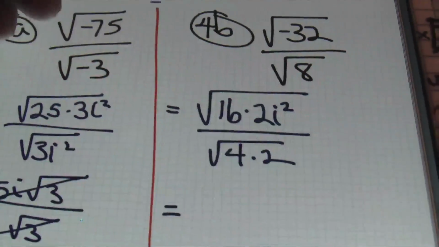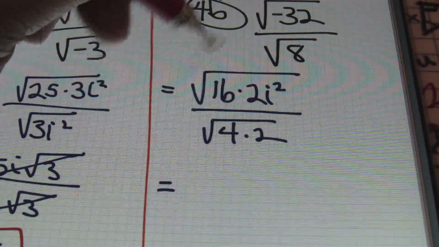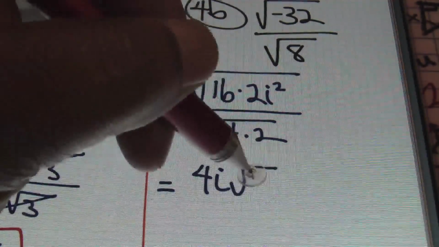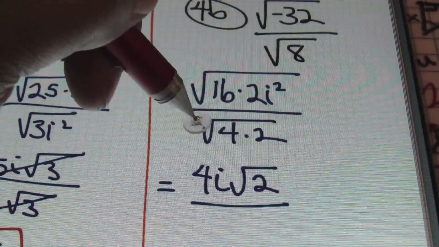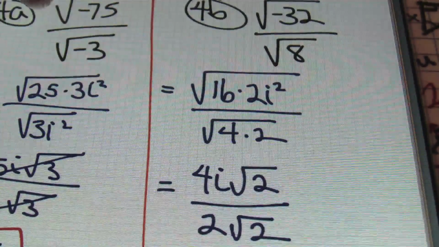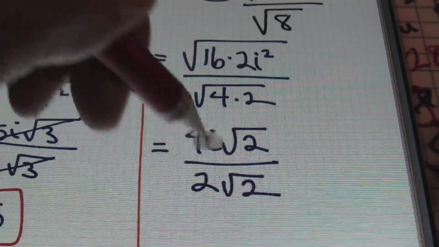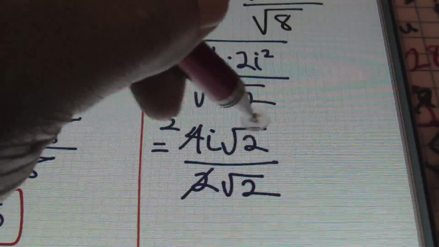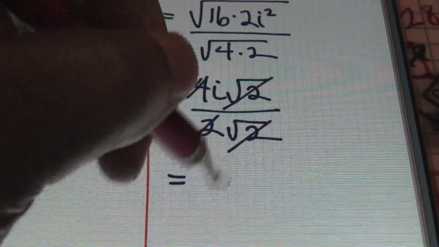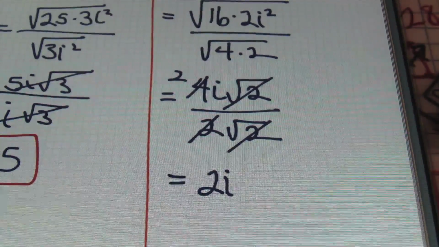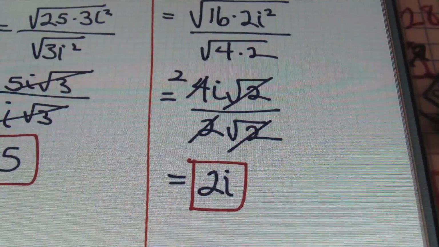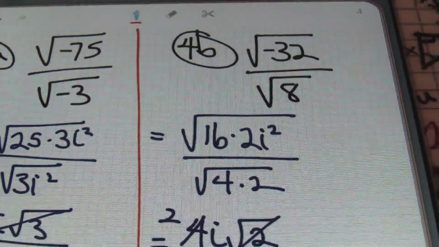All right, continuing on. We'll have the square root of 16 as 4. The square root of i squared is i. That leaves me with the square root of 2. And in the denominator, I have the square root of 4 being 2 times the square root of 2. And now it's the 2 that can go into the 4 twice. These square root of 2's will cancel out. And so my result here is going to be 2i, and that's the answer. That's it. Box around it. Okay, that's problem 4b, ladies and gentlemen.